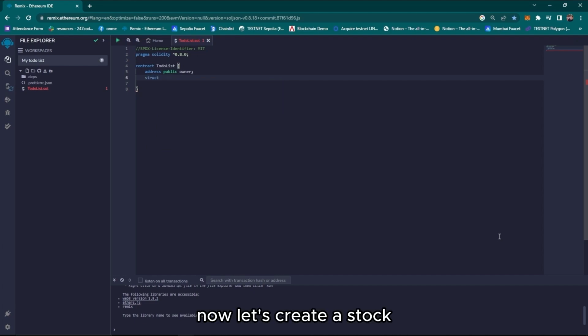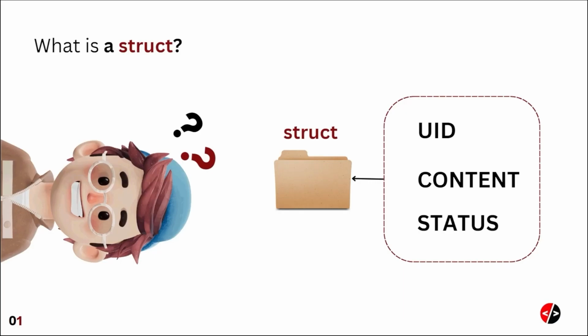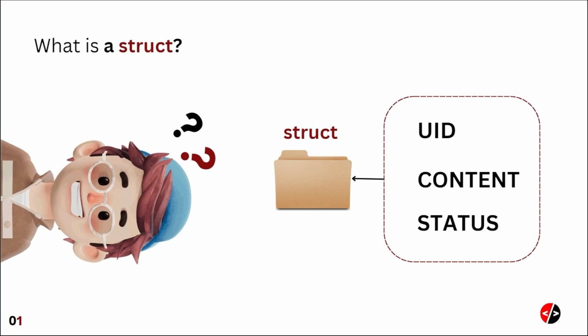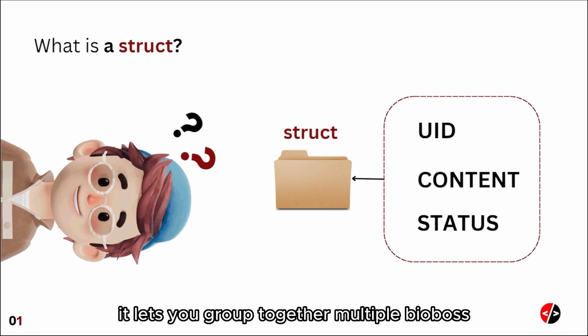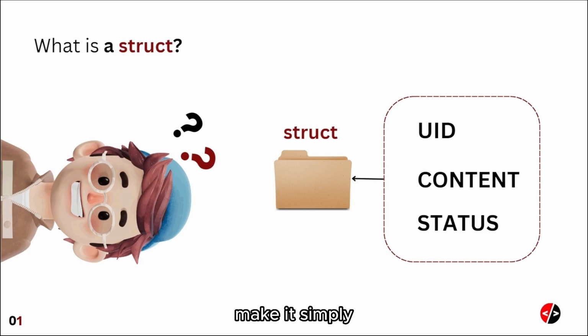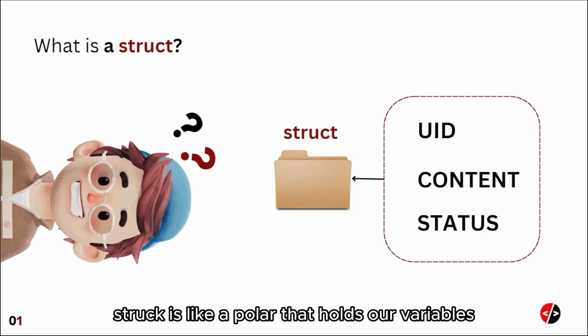Now let's create a struct. Struct is a user-defined data type that allows you to create custom data structures. It lets you group together multiple variables of different types into a single entity. Struct is like a template of our variables. To make it simple, struct is like a folder that holds our variables.